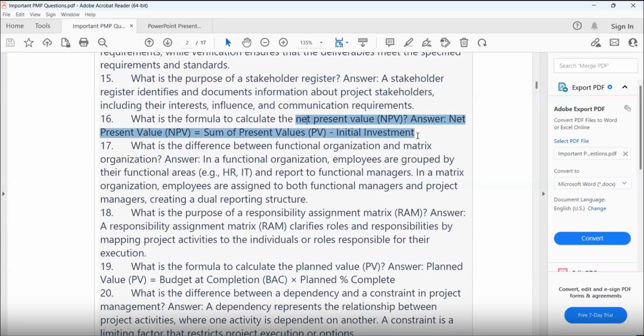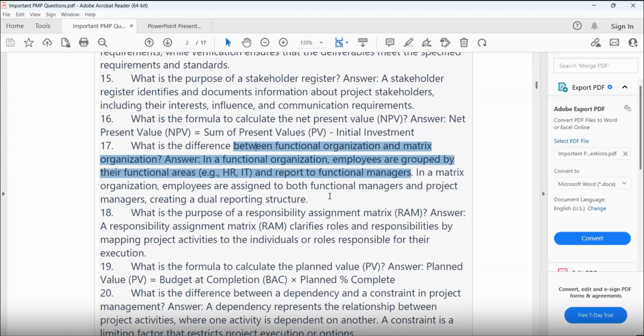Let us say, for example, I bought a flat for 20 lakh rupees in Indian rupees. Now that flat has become worth 40 lakh rupees. So I will say the sum of present value is 40 lakh rupees, and the initial investment was 20 lakh rupees. So the net present value, NPV, the benefit I'm getting is 20. Right? So what is the difference between functional organization and matrix organization?